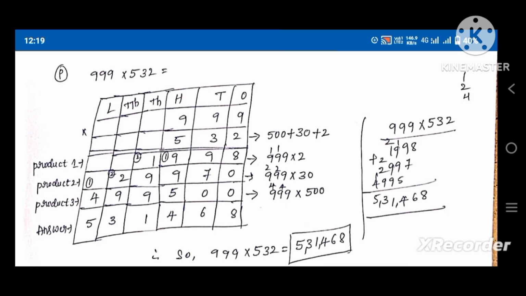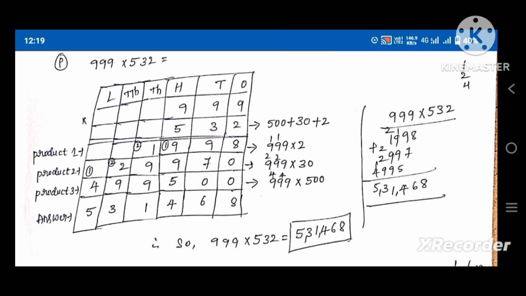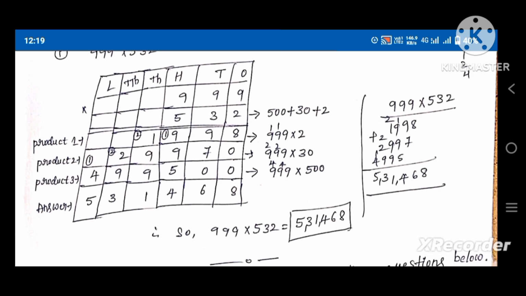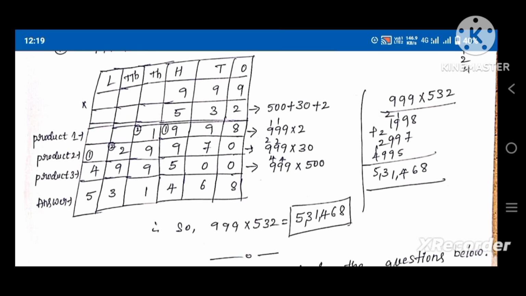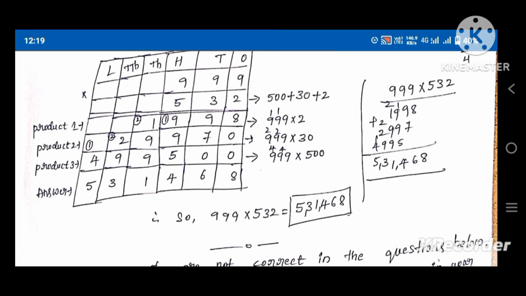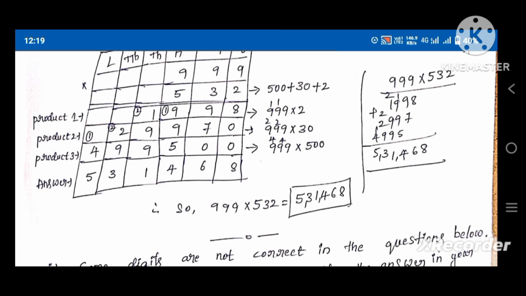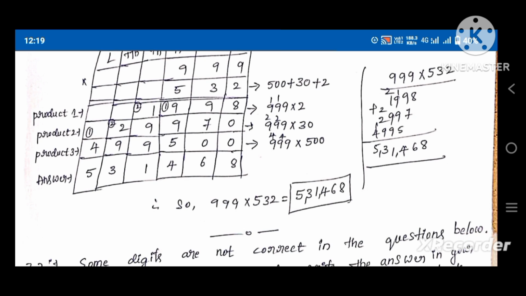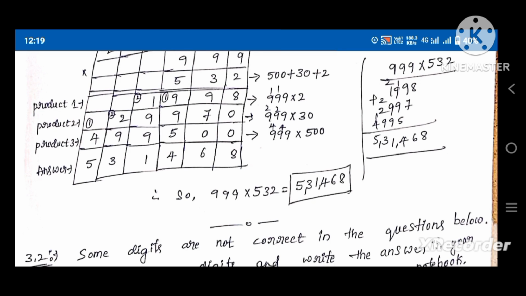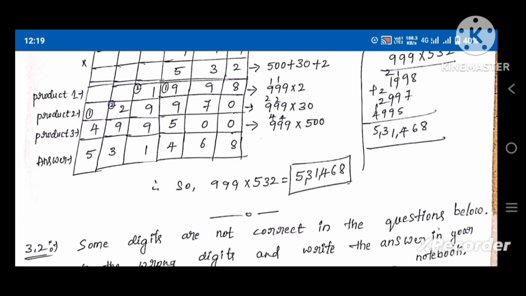Question number P is 999 into 532. 999 is multiplied by 532. 532 means 500 plus 30 plus 2. Product 1 is 999 into 2 is 1998. Product 2 is 999 into 30 is 29,970. Product 3 is 999 into 500 is 4,99,500. Add the three products and get the answer 5,31,468.